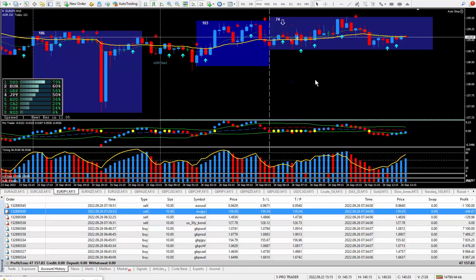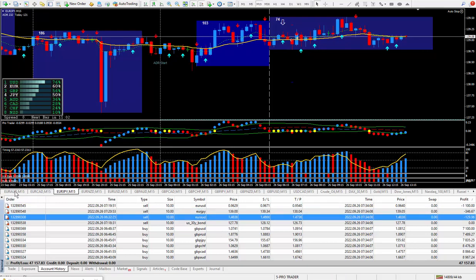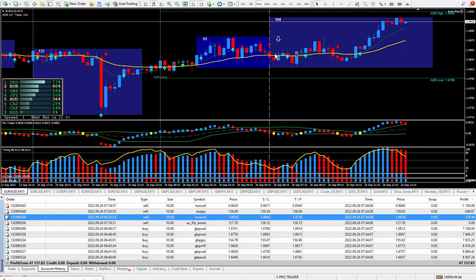So I closed out the trade. Let's try this Euro Aussie trade. Another one. See how flat it is here? But, you know, not much you can do about it. I tried the trade and it didn't work.